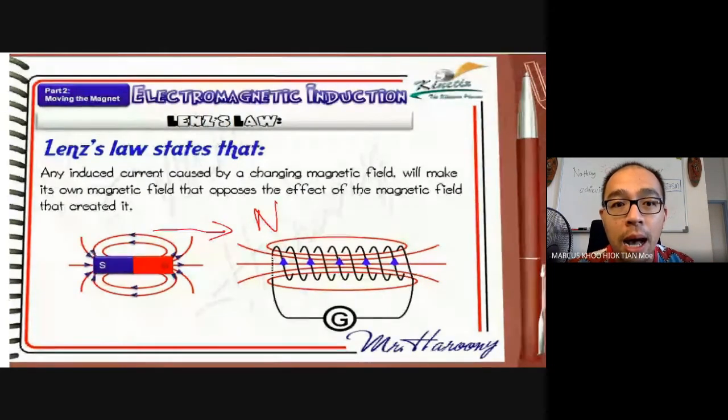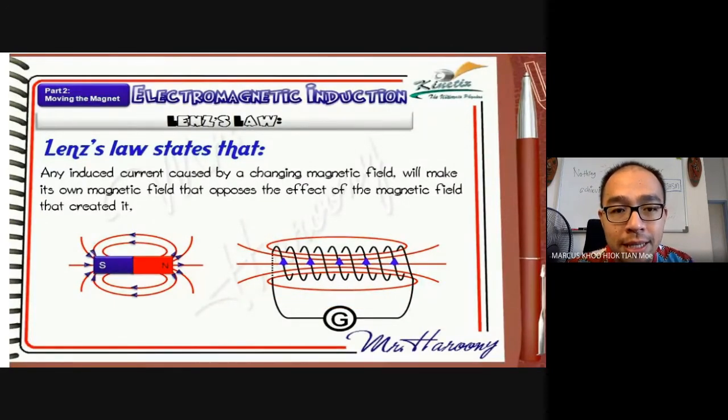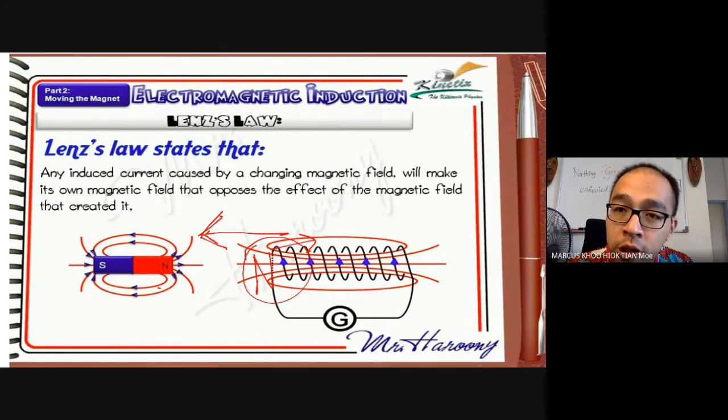So whatever the magnet wants to do, the solenoid will oppose whatever you want to do. If let's say the north is inside already, the north side has been pushed in, and then you want to pull it out. When you want to pull the north side out, what is the solenoid going to do? It's going to say, no, don't go. Because I don't want you to do what you want to do. So it will become a south pole in order to attract back the north.